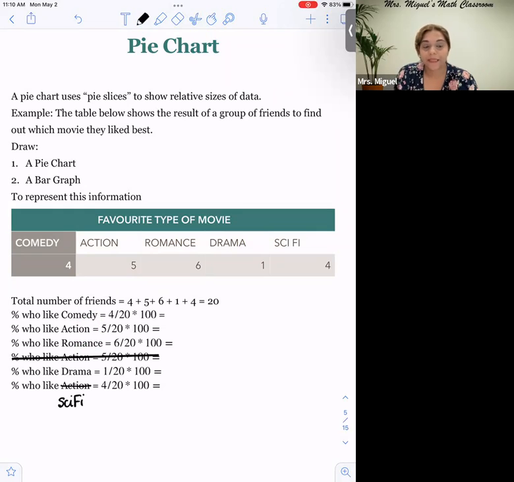So work out for me the percentage who like comedy. So 4 out of 20 multiplied by 100. Work out the percentage who like action, romance, drama, and sci-fi. So you can take down the table, write this for me, and calculate it, please. Thank you.